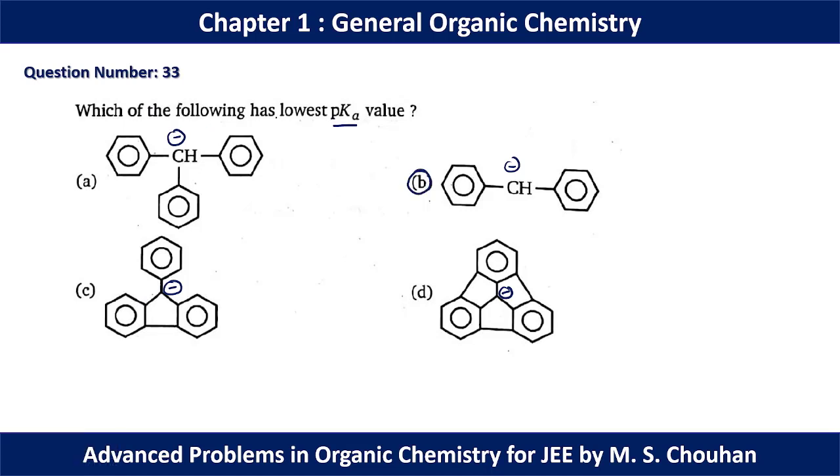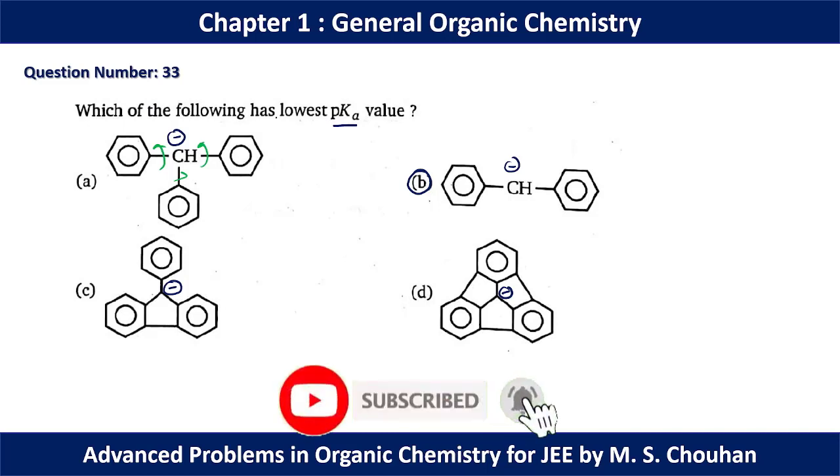Now the thing is that if these phenyl rings are in the same plane, we can have maximum resonance or maximum delocalization of the negative charge. But sigma bond rotation is possible in this position, so it is very difficult to have 3 phenyl rings simultaneously in the same plane.